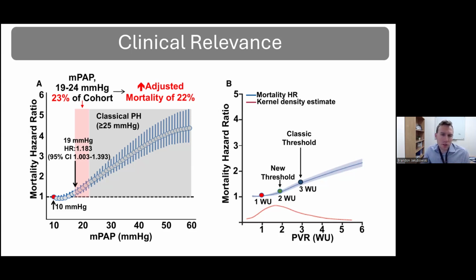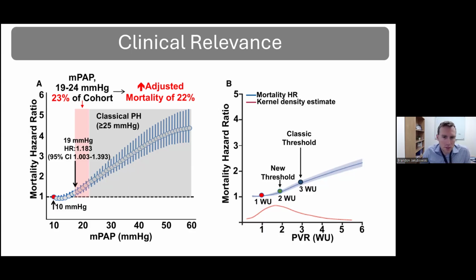And I've included this graph on the left, which is taken from a large registry detailing a broad incident and prevalent patient population with pulmonary hypertension. You can see the classic PH definition is shaded in this gray region, and it really demonstrates these individuals have a marked mortality risk. But the pink region is indicating patients that have a mean pulmonary artery pressure of 19 to 24. And despite that small hemodynamic category, this actually represents 23% of that cohort. These patients actually have a mortality hazard ratio of 1.18, which is statistically significant compared to the reference group, and accounts for a 22% higher adjusted mortality. Thus, waiting until 25 millimeters of mercury misses a fairly large cohort of patients at elevated risk.